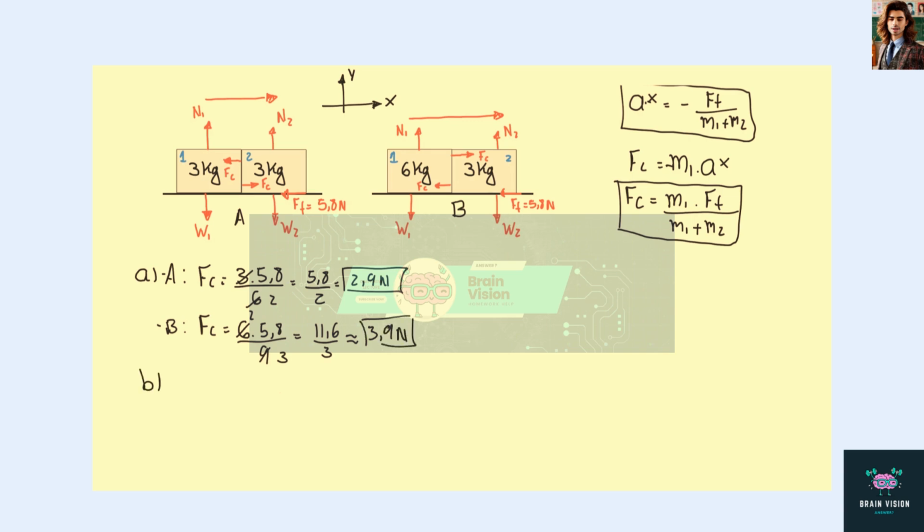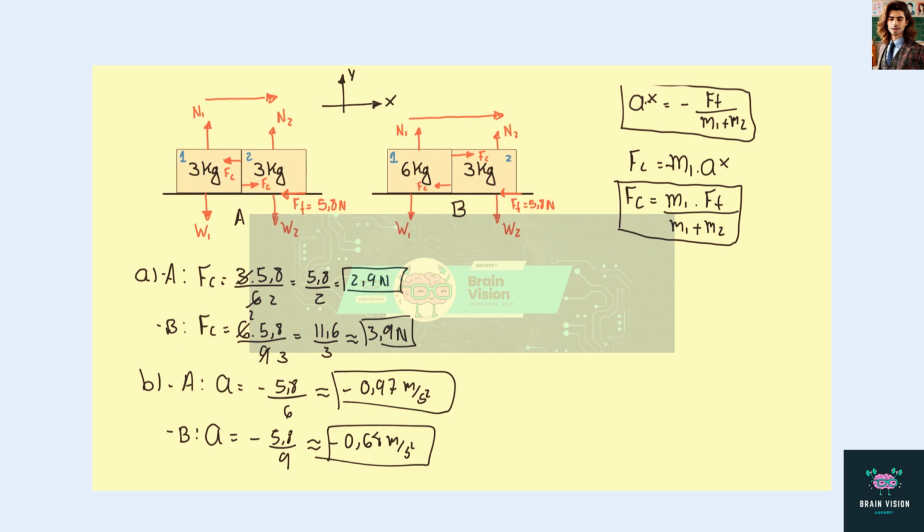Now, for the second item, we want to calculate the acceleration. In the first situation, the acceleration is given by minus 5.8 divided by 3 plus 3, which is 6. This results in approximately minus 0.97 meters per second squared. In situation B, the acceleration is given by minus 5.8 divided by 9, and this is approximately minus 0.64 meters per second squared. And then we finish the question. The acceleration is negative because the blocks are being slowed down until they stop.